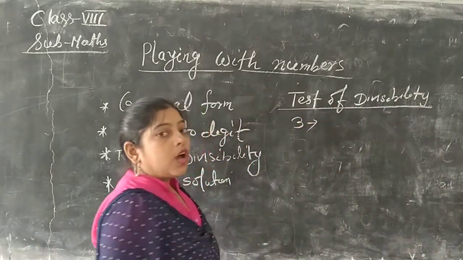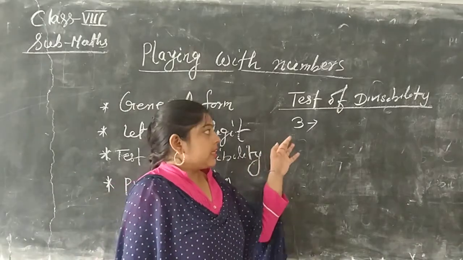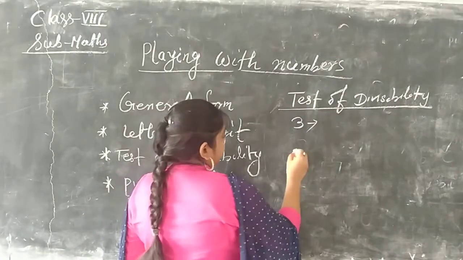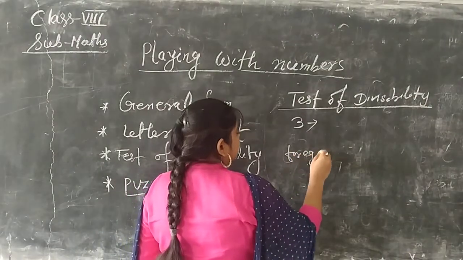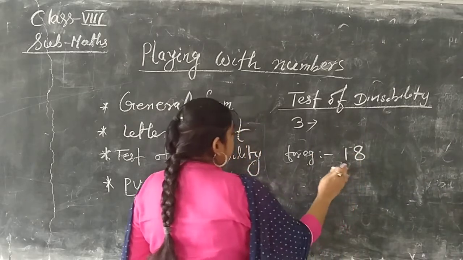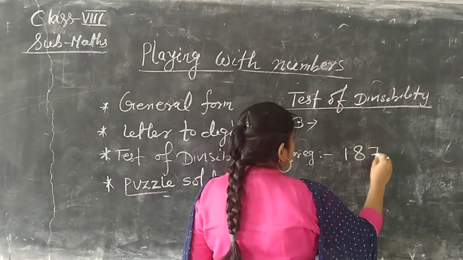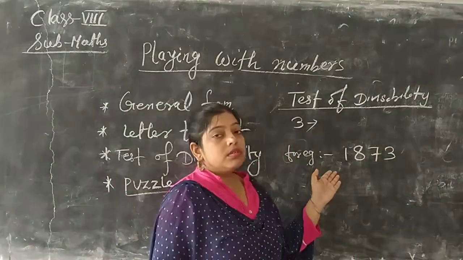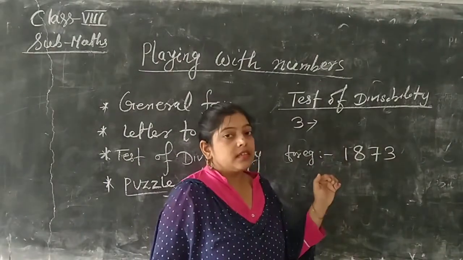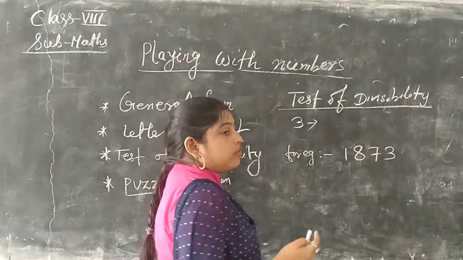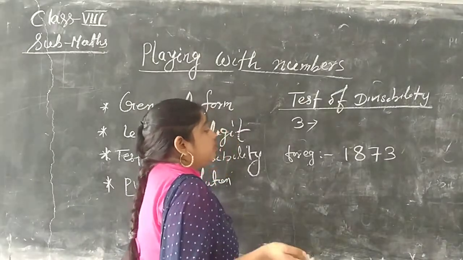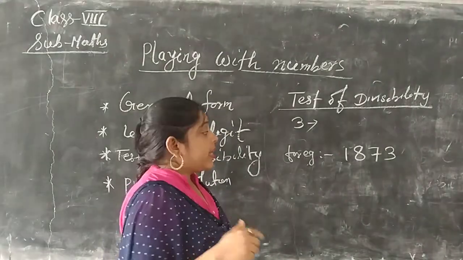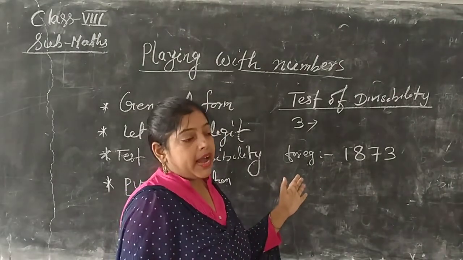So what is the rule of 3? In the test of divisibility rules, if any number is given, for example, can this number be divisible by 3? Yes. How can we say? Some of the students will divide the numbers without using division. How can we find that the number is divisible by 3?